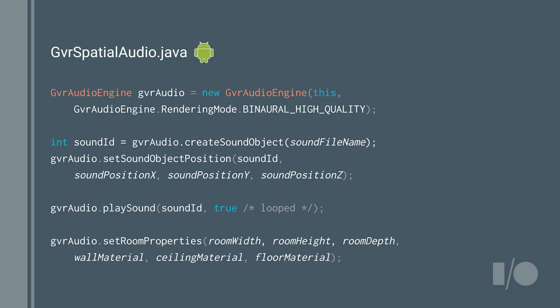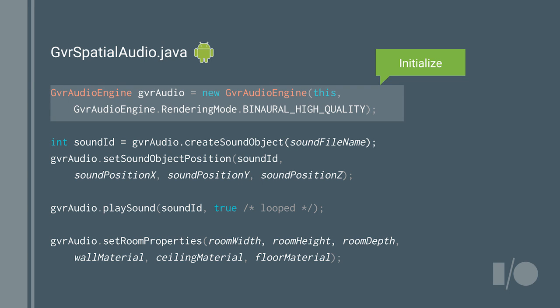Here, you see a short code snippet written in Java. It demonstrates all the steps required for you to play back spatialized audio in your Android app. So we can break this down into 4 simple steps. First, we initialize our spatial audio engine. This is basically responsible for everything audio-related in the Google VR system.